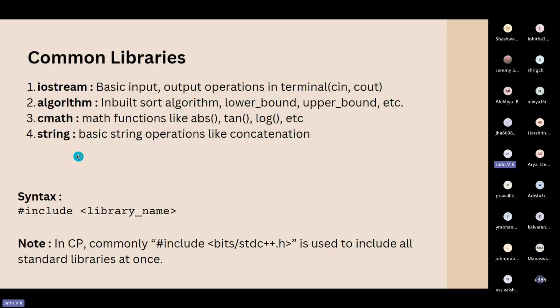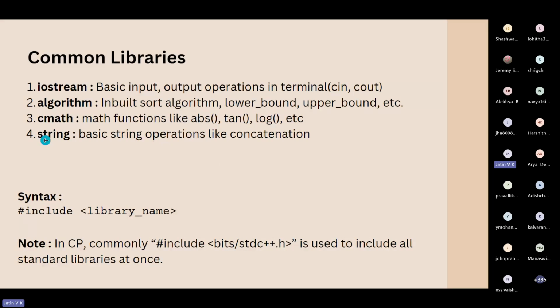C math is also a common library which is used to call math functions like tan, which is very common in your high school, logarithm also, and absolute also, where this returns the absolute value of whatever you put in it. So if you call absolute value of -5, the output of this function would be 5.